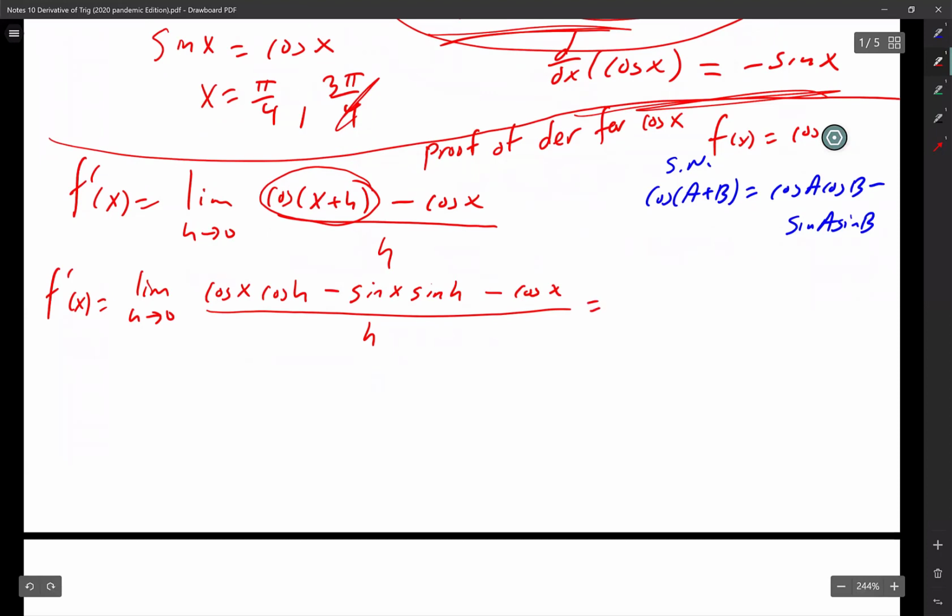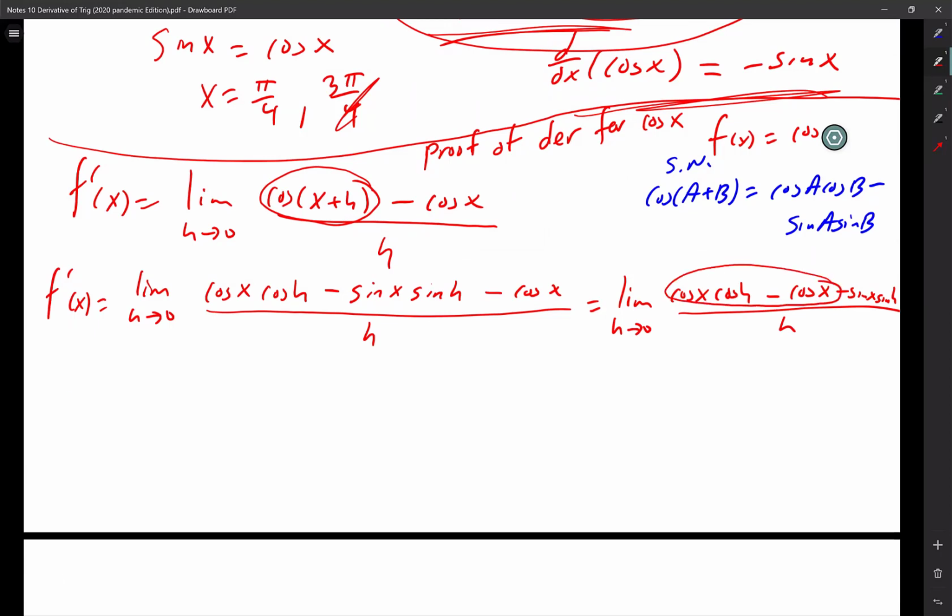So I'm going to rearrange it. Limit as h approaches 0, and I'm going to write cosine x cosine h minus cosine x minus sine x sine h. All this is still over h. I'm going to factor out a cosine x from these first two. Here's how I'm going to write it.